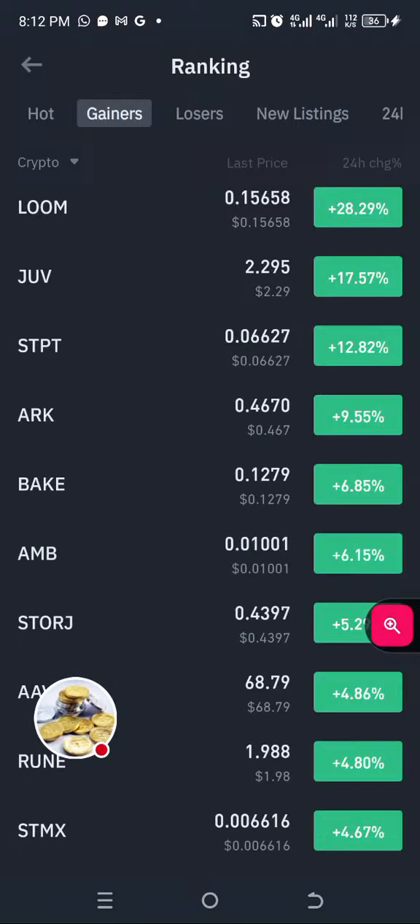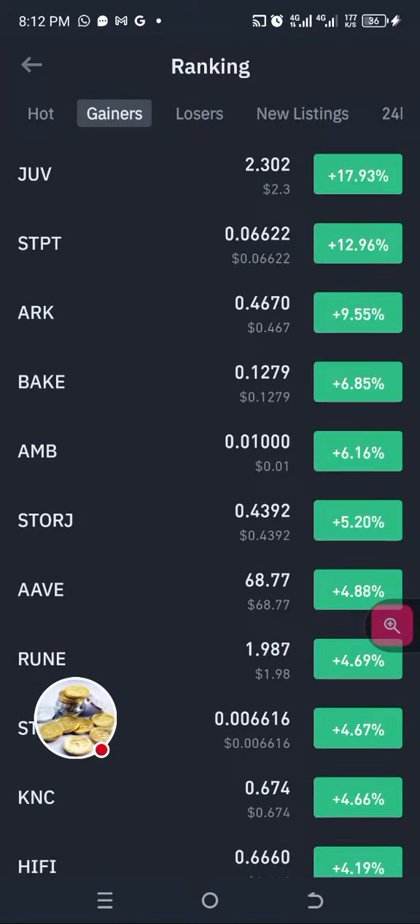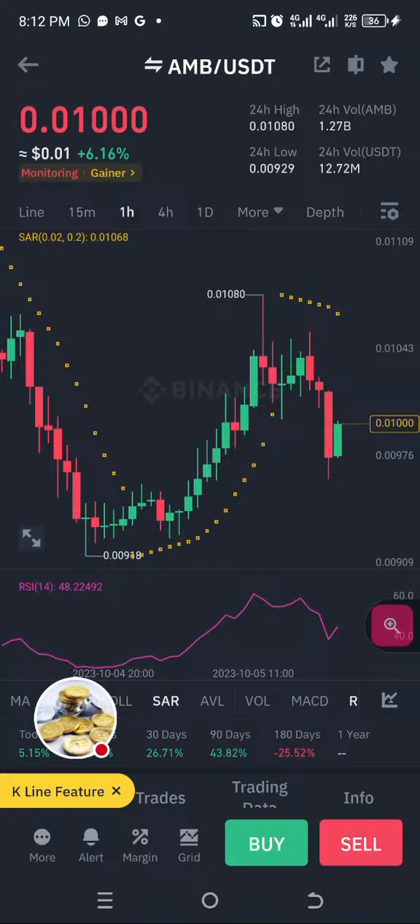So let's go back. Which one would I use? Let's go ahead. There's AMB, which is 6.26. Let's check that one out. Would I go with this? No, I wouldn't go with this. Now, I'm taking you through this step by step to let you know how I choose coins, because I know a lot of people love to know, how do you choose coins? How do you choose coins? Yeah, these are the things I look at, right?